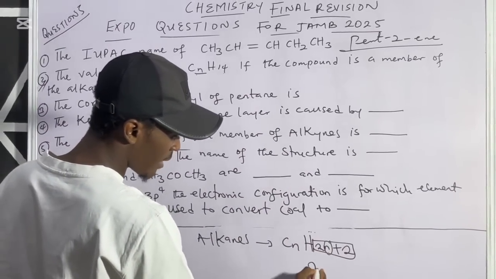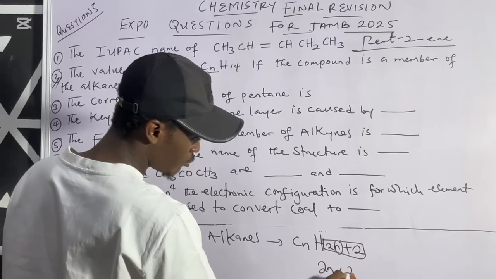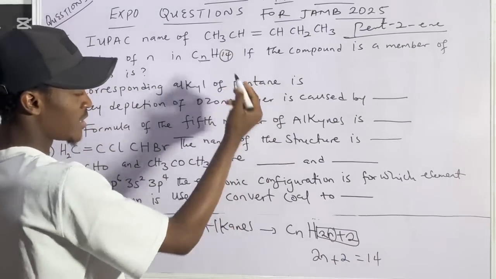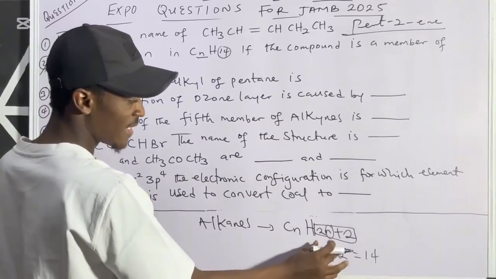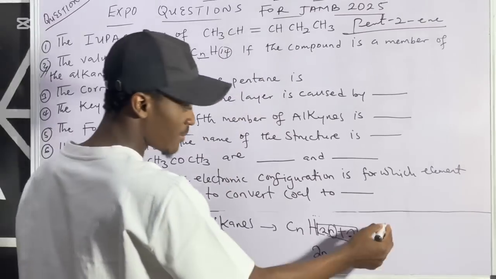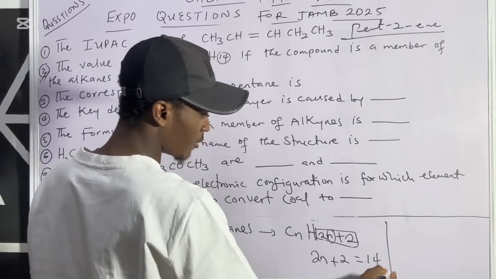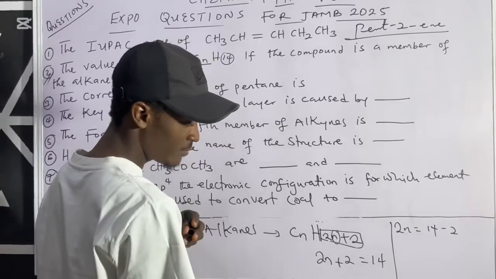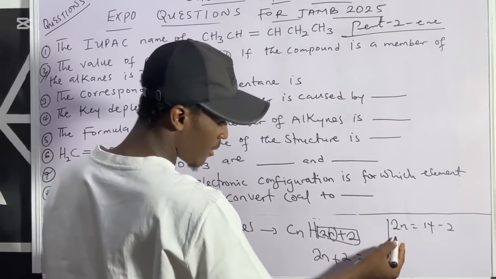So it's very easy. All you simply do is bring out this one. It becomes 2n plus 2 is equal to what? 14. Why did I equate to 14? Because we already know the value here, which is 14. So we are just saying that anything here should be equal to this, so you have to equate it to 14. So normal mathematics, 2n plus 2 equal to 14. That should be 2n equal to 14 minus 2. You get the point now? So it becomes what now?